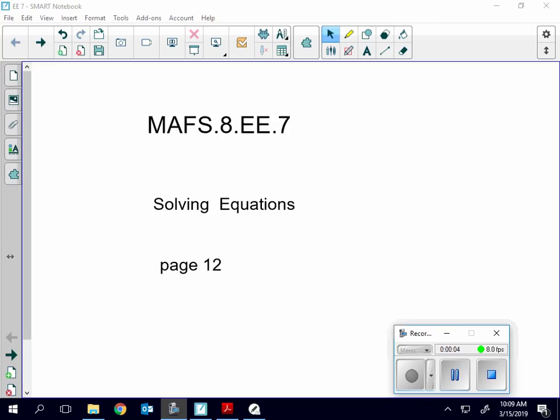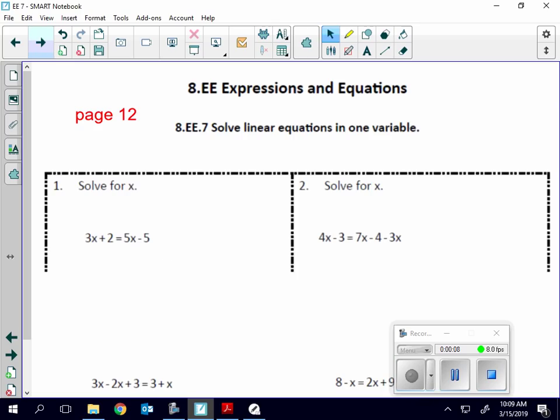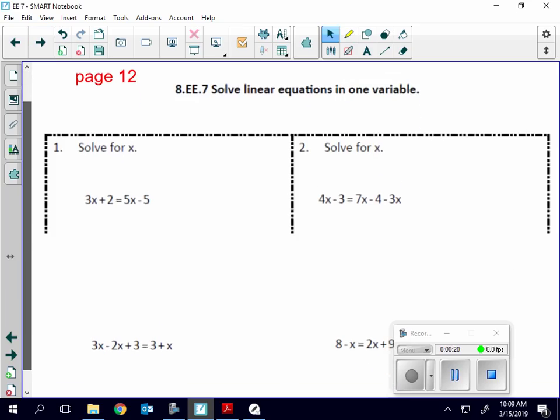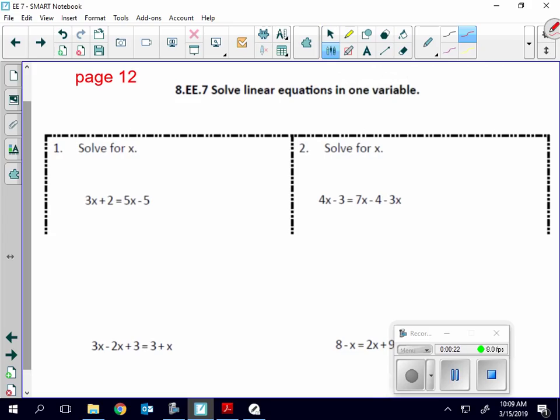Okay, now we're working on EE7, solving equations, page 12. I suggest, if you write big at all, that you get a separate sheet of paper for this one. Pause the video, grab your paper. Here we go. Let's solve for x.